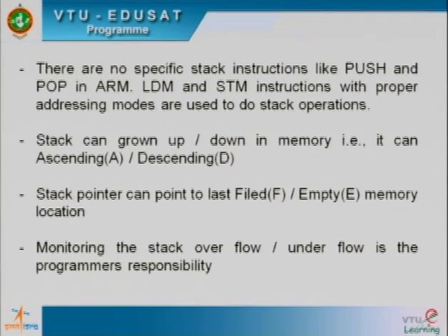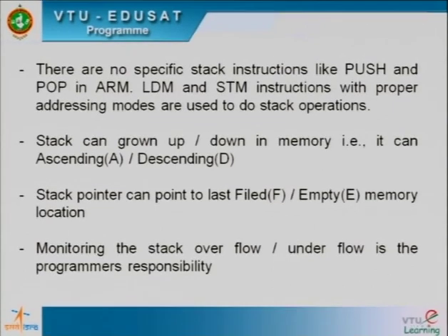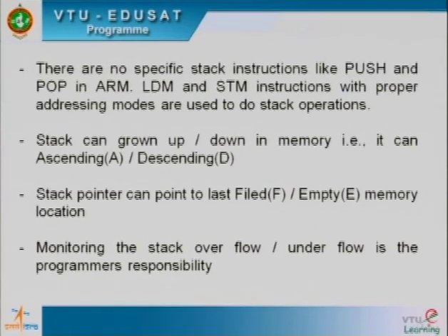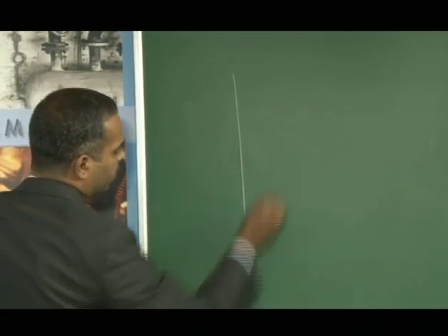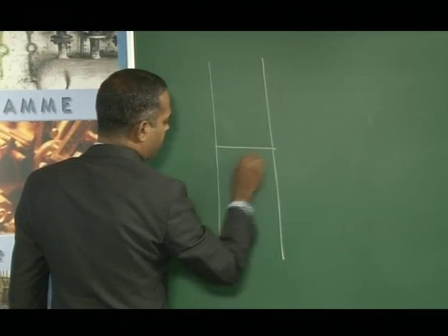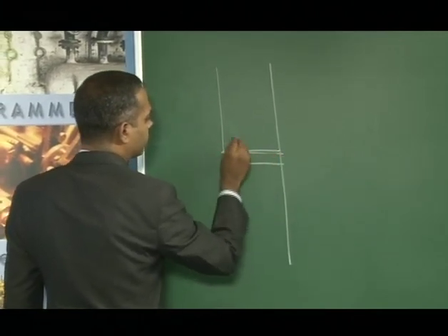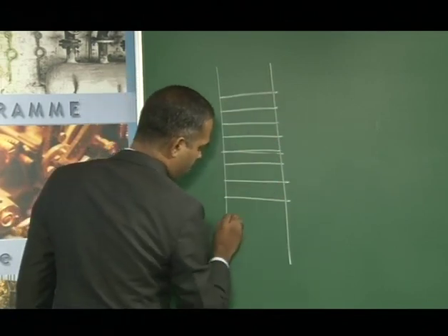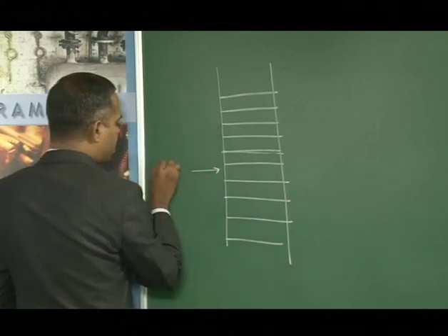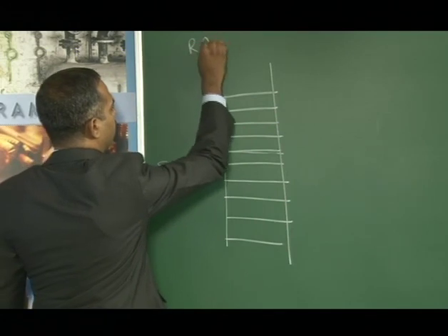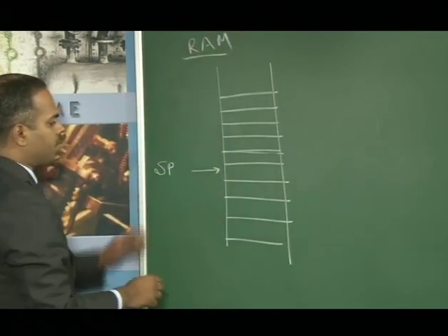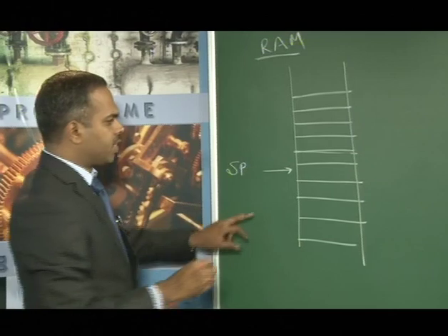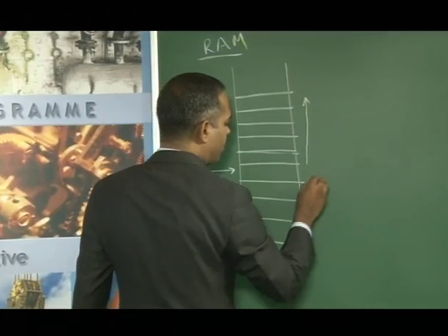Next point. Stack can grow up or down in memory. That is, stack can be ascending or descending. This is a very important point. Let's look at the board for a minute. If this is the RAM location, and this is a RAM memory structure, at one of these address values the stack pointer is pointing.